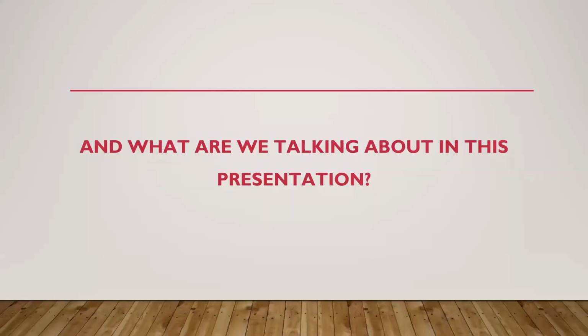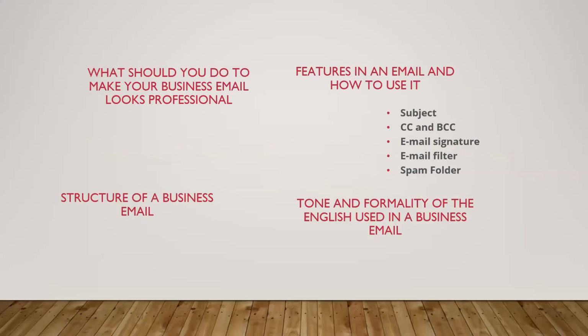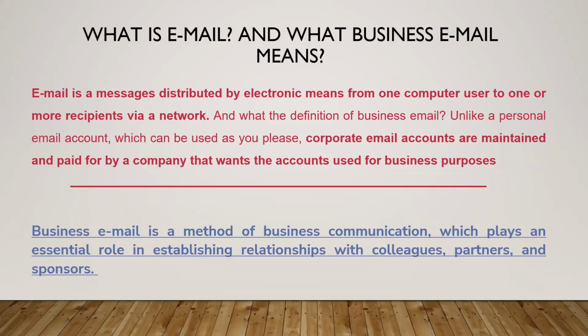And what are we talking about in this presentation? Today, we're going to talk about, first, what you should do to make your business email look professional. The second is the features in an email and how to use them: there is a subject, CC and BCC, email signature, email filter, and spam folder. The third is the structure of a business email. And the last is the tone and formality of the English used in a business email. So let's get started.